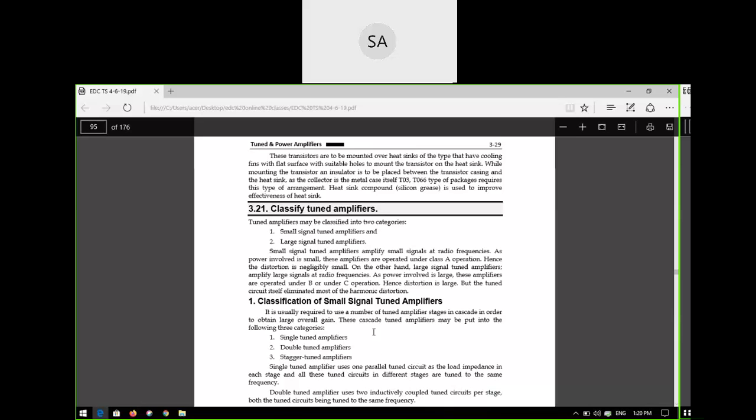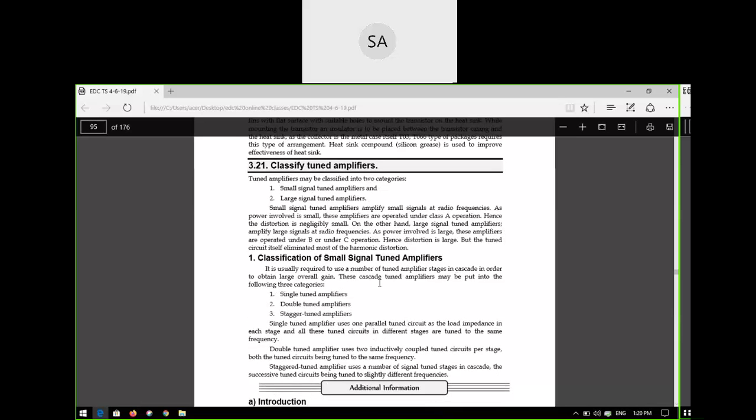So the small signal tuned power amplifiers are classified again into three: single tuned amplifiers, double tuned amplifiers, and staggered tuned amplifiers. In the single tuned amplifier, the tuned circuit is a tank circuit. What is a tank circuit? It means a parallel combination of L and C. What is L? The inductor, and C is the capacitor. The parallel combination of L and C is used only once, a single time.